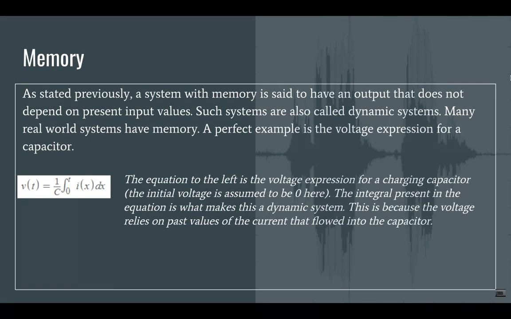As discussed in the previous slide, a system with memory is said to have an output that does not depend only on present input values. Such systems are also known as dynamic systems. Many real-world systems have memory. A perfect example is the voltage expression for a capacitor. As you can see in the equation, this is an integrator. The integral present in the equation is what makes this a dynamic system. It is clear that the voltage relies on past values of the current that flowed into the capacitor.